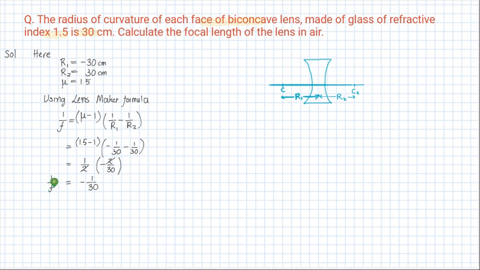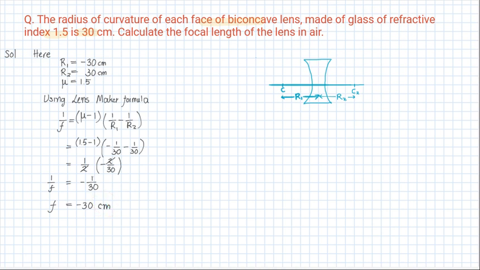Now I can either do the cross multiplication or I can take this f to the numerator. If I take the f to the numerator, I have to take this 30 also to the numerator. In that case, my f equals minus 30. And what is the unit? The unit should be centimeter, since we are dealing in CGS unit, centimeter gram second. So in that case, we will use centimeter.